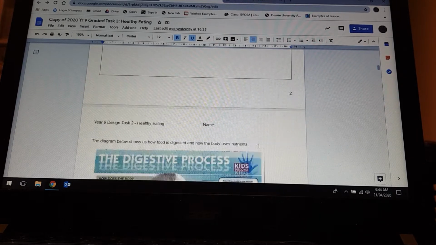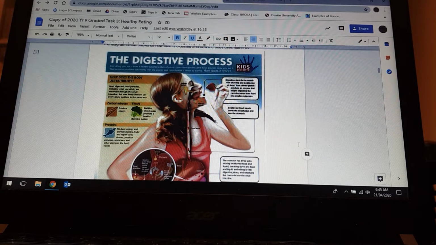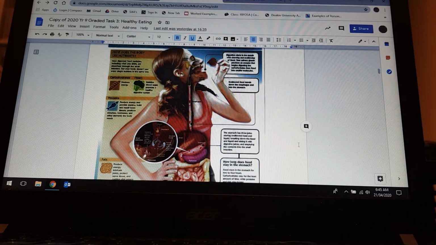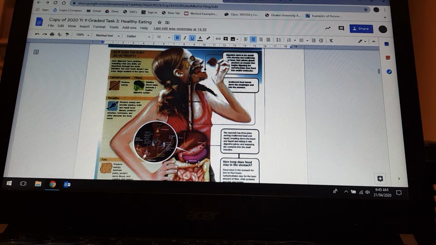Once you've done that, you're going to move down to the next page, and this is where we have a diagram on the digestive process. This is showing us how food is digested and how the body uses nutrients. This page is split into two. We have nutrient information on the left-hand side, and digestive information on the right-hand side. You need to make sure you read through all of those sections.